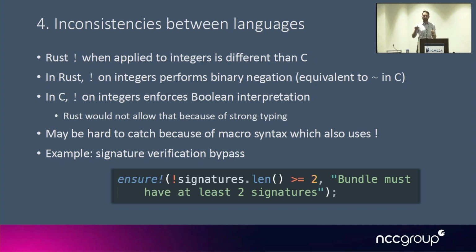So if signatures.len was equal to 0, then we apply the not operator, which is the negation operator, and this would be the max unsigned integer value in this case, which is larger than 2, and then it would just pass. So in this specific case, providing a list of signatures of length 0 would have succeeded in the verification.